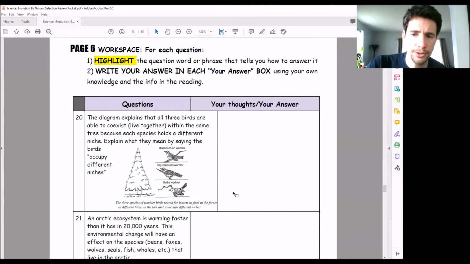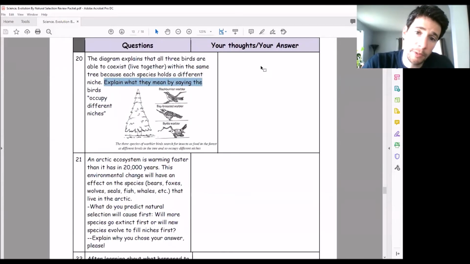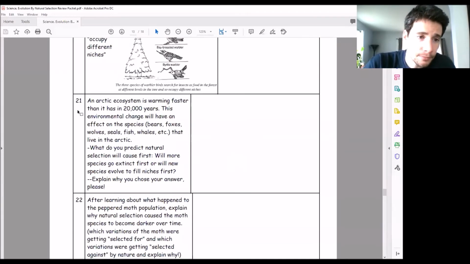We're going to talk about these next questions in page 6. The diagram explains that all three birds are able to coexist. They're able to live together in this tree because each species holds a different niche. So this warbler holds one niche. Maybe it eats a different food than the rest of these guys. Maybe it just lives in a different area, and so it doesn't need to fight over the food. But either way, explain what we mean by saying, that's what you're highlighting, the birds occupy different niches. So explain that in the box provided.